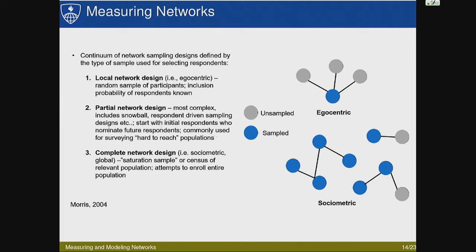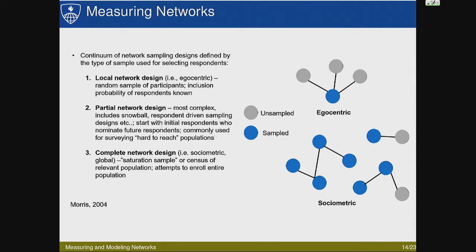So we can measure networks in a variety of ways, ranging from egocentric, where we only collect an individual's characteristics about how many contacts they have, their personal degree, and the nature of those contacts. And it ranges from more complex designs, such as snowball sampling, where you intelligently sample parts of the network, to a complete sociometric network, where you try to actually get information on every single person.